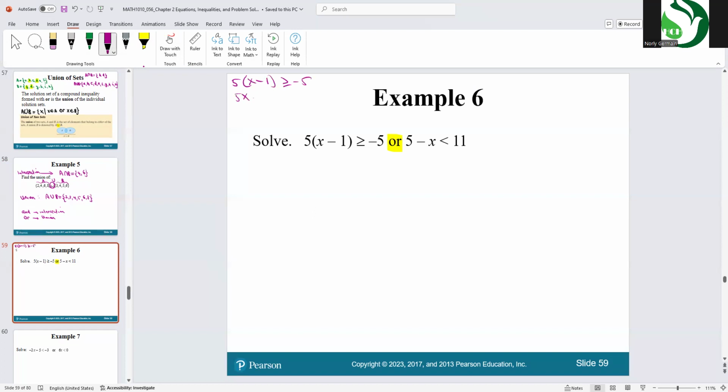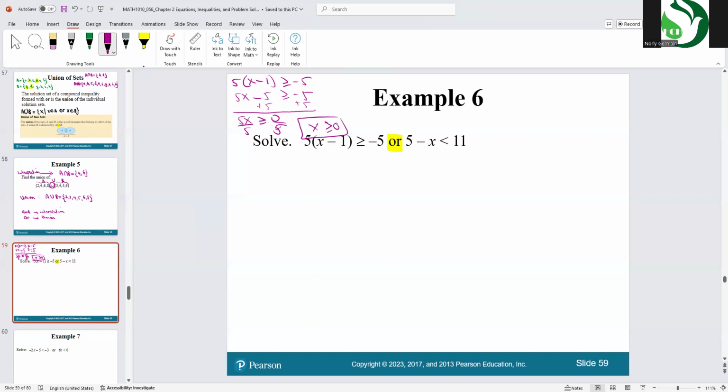First of all, you need to distribute. I believe by now everyone can distribute. If you add 5 to both sides to get rid of the 5 on the left, so you have 5x greater than or equal to what? Yeah, -5 plus 5 is 0. So if you divide by 5 from both sides, you end up having x is greater or equal to 0. So this is our first answer.